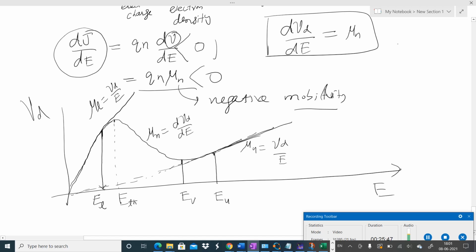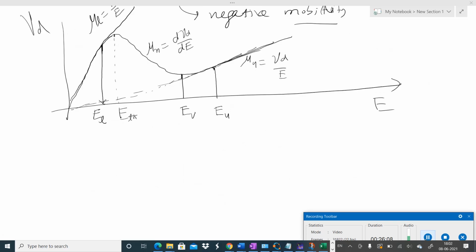You might have seen this relationship, V_D by E is mu. This is valid for usual silicon and germanium type of devices. But for these two-valley devices, this is how the drift velocity versus electric field variation is. Let's take now some practical example.